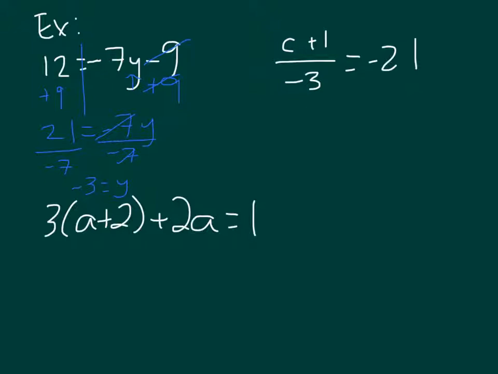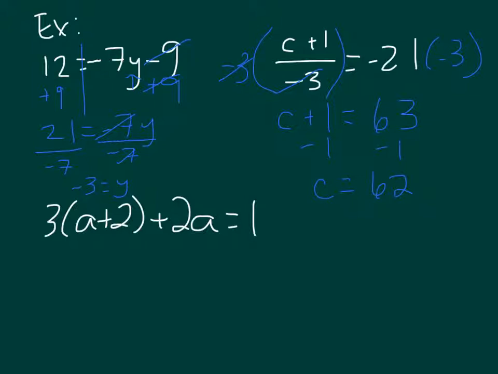Okay, let's move across. So we have c plus 1 over negative 3 equals negative 21. Now this one's a little bit tricky, because our order of operations would tell us to do the c plus 1 first and then divide by the negative 3. So the first thing I'm going to get rid of is the divided by negative 3. I'm going to do times negative 3, which gets rid of that. So I have c plus 1 equals 63, and then subtract 1, c equals 62.